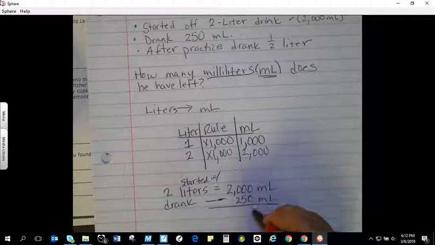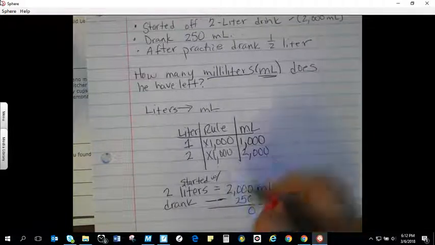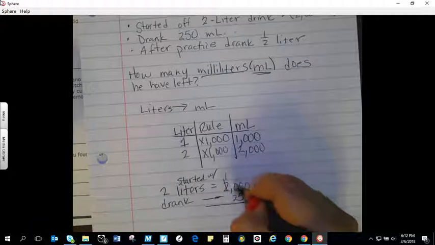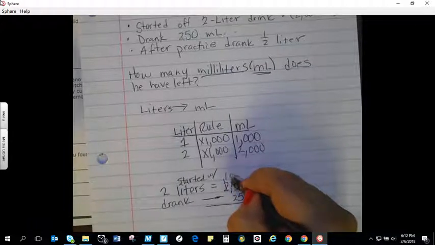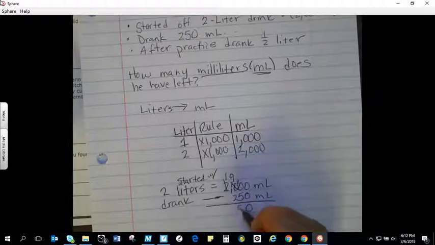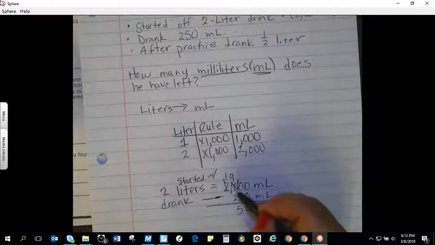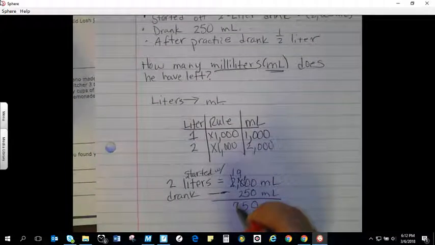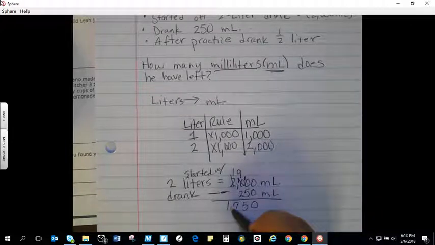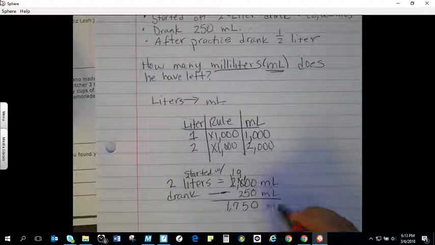0 minus 0 is 0. I can't take anything out of there, so I'm going to come over here. Takes that to a 1. Takes that over to here, so I can regroup. That becomes a 9, and this becomes, carry my 1 here. 10 minus 5 equals 5. 9 minus 2 equals 7. And I'm going to bring down my 1. So it's 1,750 milliliters that he has left.